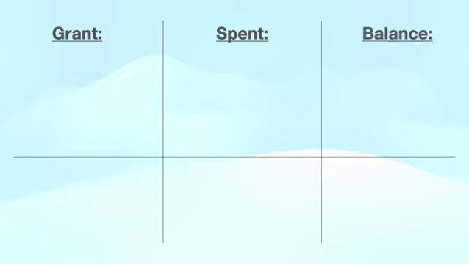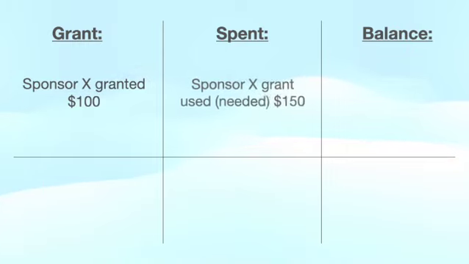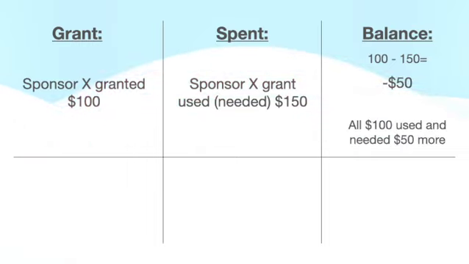So you have the grant, which is money that people request donated. And then you have the money that was spent from the grant, and then you have the balance, the remaining. So the grant, sponsor X granted $100. So somebody donates $100 to cancer research. The amount of sponsor X grant needed was $150. So the balance you subtract, 100 minus 150 is negative 50. Thus they were actually short $50.